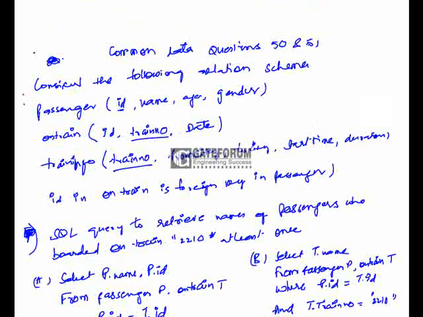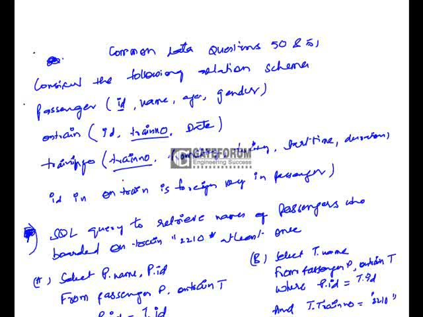Here in this question, this is common data for two questions. In this data, a relation schema is given for three tables: passenger, on train, and train info. Three tables are given, and the first question asks for the SQL query which retrieves names of passengers who boarded on train 2210 at least once.